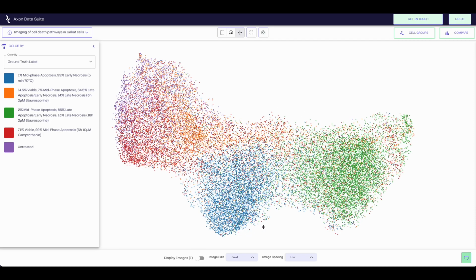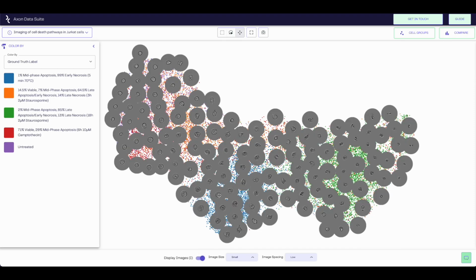After 5 minutes of 70 Celsius heat treatment, shown in blue, almost all cells are in early necrosis. The morphology changes from heat treatment are distinct, with the greatest degree of swelling and of granularity.